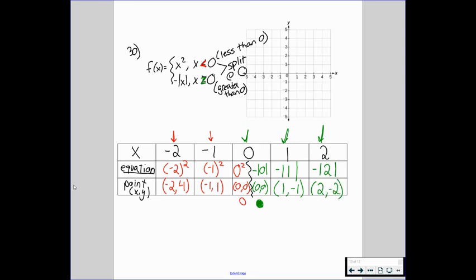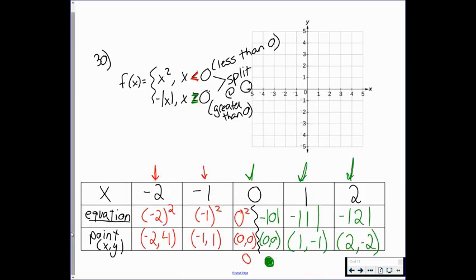Now that we've got the table completely filled out, we're ready to sketch what our graph is going to look like. Starting with the left side of our table, -2, 4 is right here on your graph. -1, 1 is right here on the graph. And 0, 0, that had an open dot. All of those points came from the first function, so I'm going to connect those dots together with an arrow going to the left, because that's where x is less than 0.